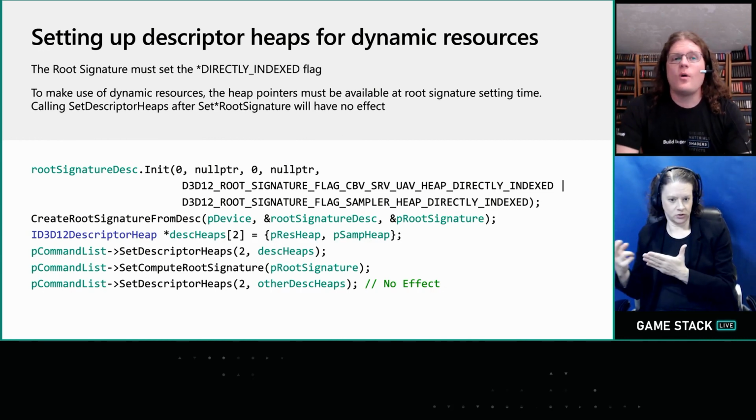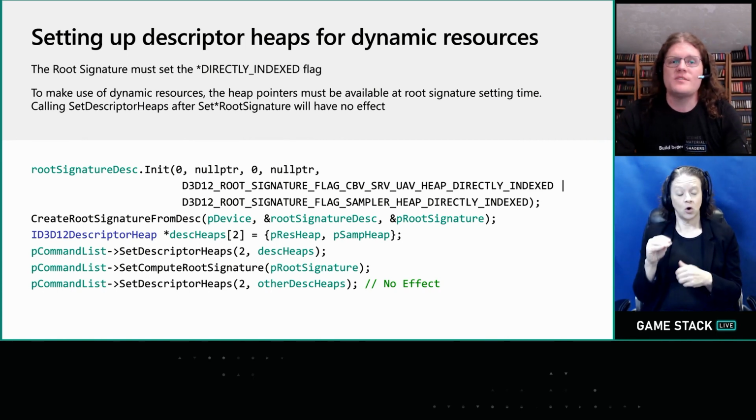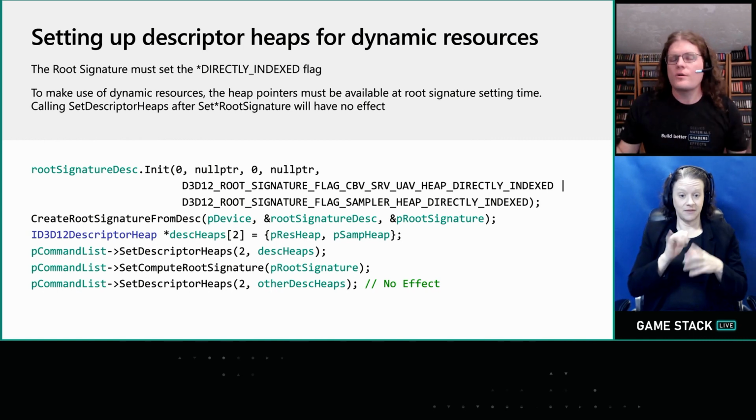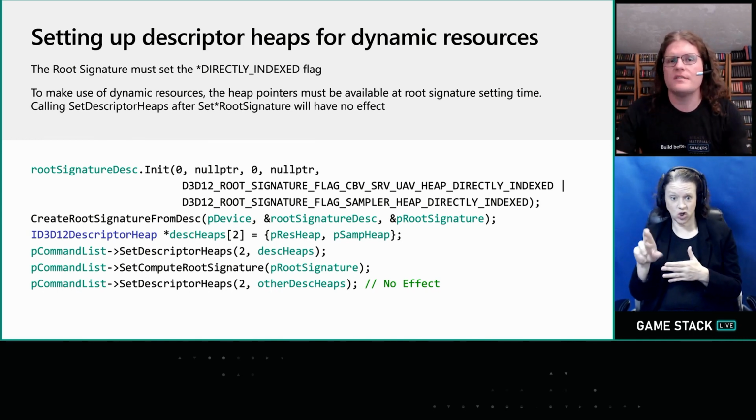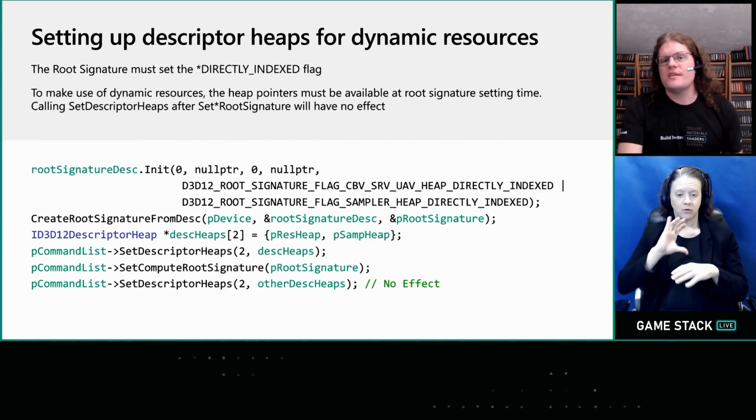One is for samplers, one is for CBV, SRV, UAV, which is to say resources. And the additional requirement that this instills is that previously, if you wanted to set your descriptor heaps and then set your root signature, you could do that in any order that you preferred. It didn't really matter. It was all resolved in the end. But now you must set the descriptor heaps before you set your root signature.